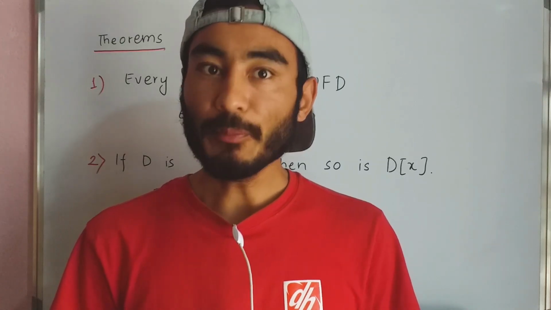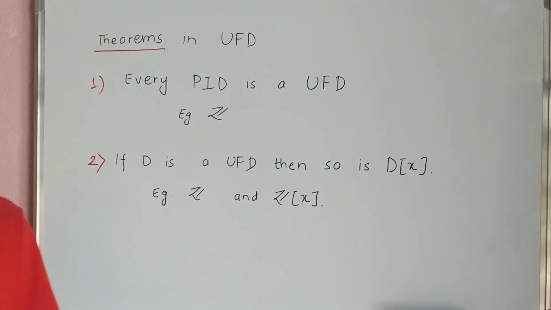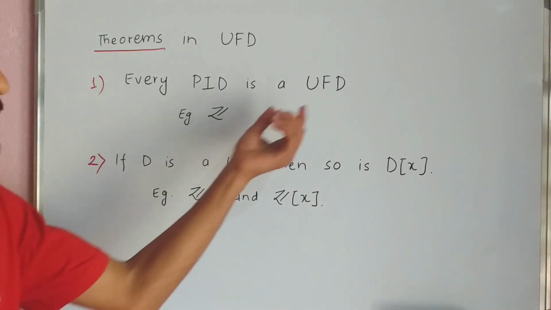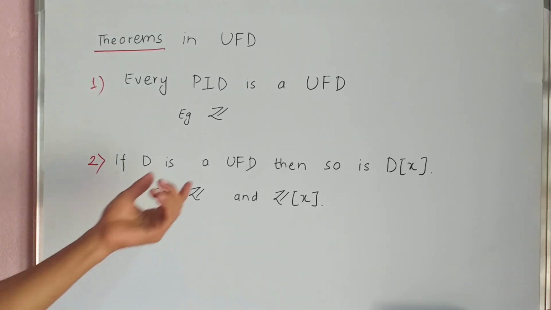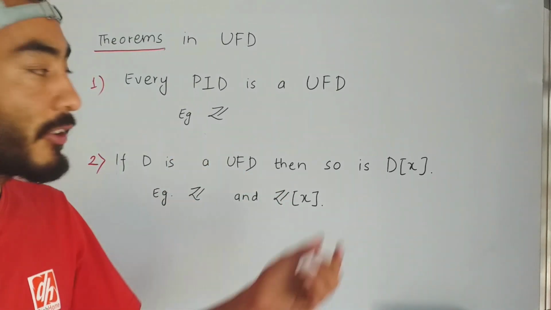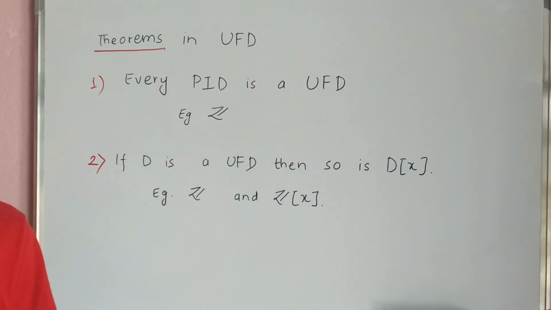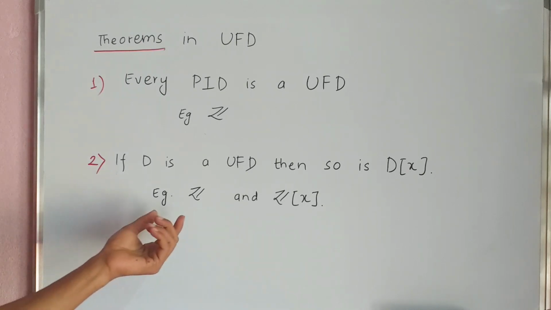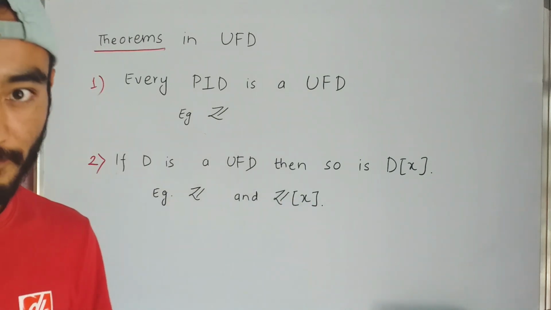And finally we have two important theorems on UFD. The first theorem is every PID is a UFD. Every principal ideal domain is a unique factorization domain. For example, the integral domain Z. Z is a PID as well as a UFD. We know that. Second, if an integral domain D is a UFD, then so is its ring of polynomials D[x]. For example, Z and Z[x]. We know that the integral domain Z is a UFD and so is the integral domain Z[x]. And this much for today.